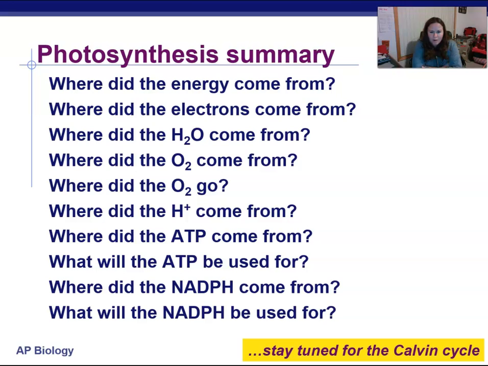Where does the ATP come from? Well, that comes from the electron transport chains near photosystem 2, which happens first. What's the ATP used for? It's used later to make sugar in the Calvin cycle. Where did the NADPH come from? That came from photosystem 1, which happens second. And what will it be used for? The Calvin cycle, to make sugar. All right, stay tuned for the Calvin cycle.